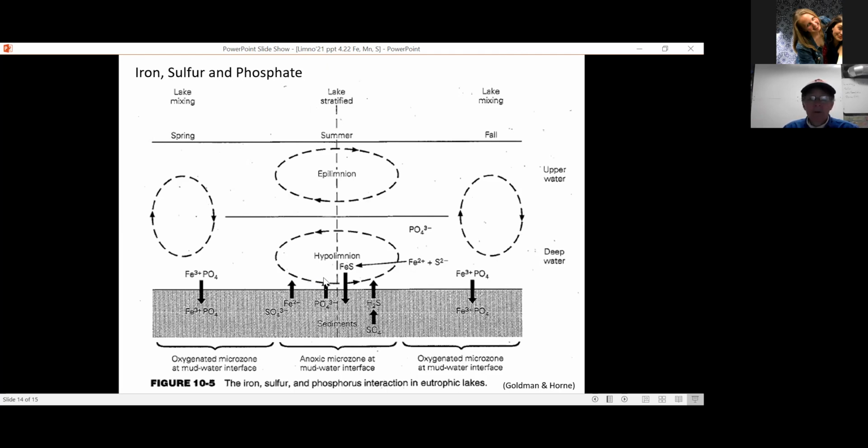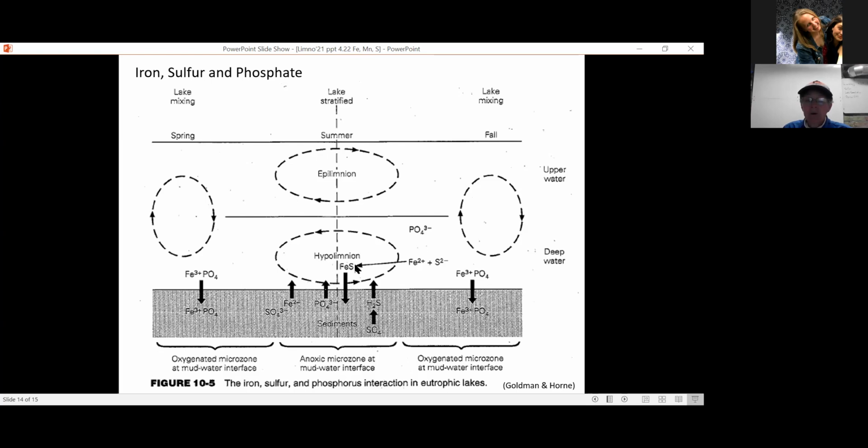So in summer, when it's stratified, the bottom water will go anoxic. Okay, spring, lake is mixing, everything's oxidized, iron, phosphate, precipitate, fine. Stratified, upper water is oxidizing, lower water is reducing. What happens down here? Iron phosphate that's in the sediment separates, dissolves, and dissolves back into the water.